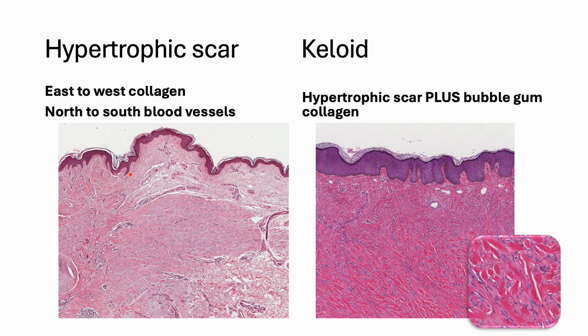In contrast, in the keloid, everything else can be the same, but one feature is very unique. In the keloid, you can see very thick hyalinized collagen, which people call ropey collagen or bubblegum collagen. It's basically the same thing. When we see this type of collagen, we give the diagnosis of keloid. It usually happens in dark-skinned patients.